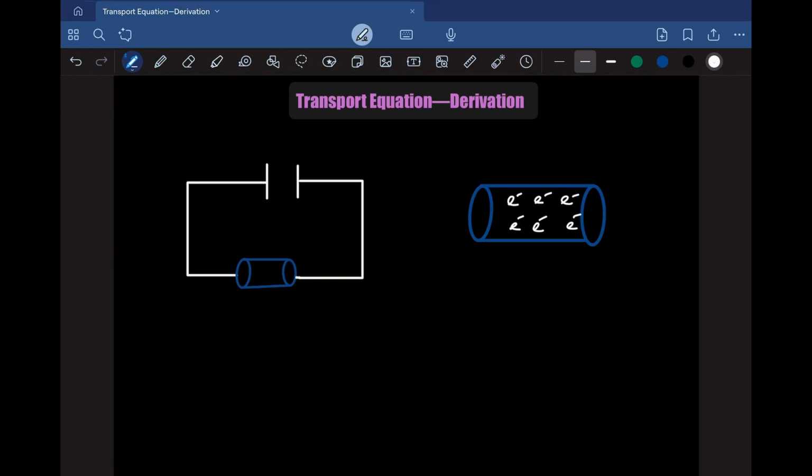Now here we know electrons flow through a conductor, right? Electrons flow in a conductor. So now here we have taken a conductor which is a wire. This is a wire. Okay, we have taken a conductor. Let's say the conductor is wired here.